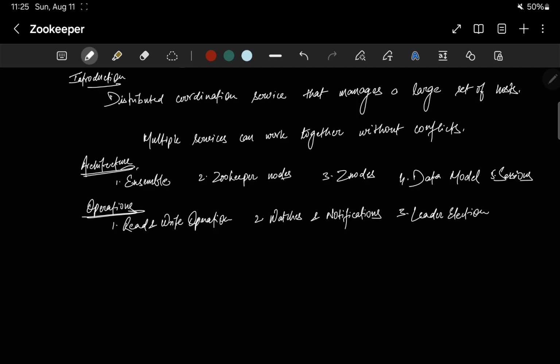Leader election. ZooKeeper uses ephemeral and sequential Z nodes for leader election. The node creating the smallest sequence number Z node becomes the leader. If the leader fails, followers elect a new leader based on existing sequence numbers. In a distributed database cluster, ZooKeeper might manage leader election to ensure only one node can serve write operations, avoiding conflicts. Okay. And next is sync operation.